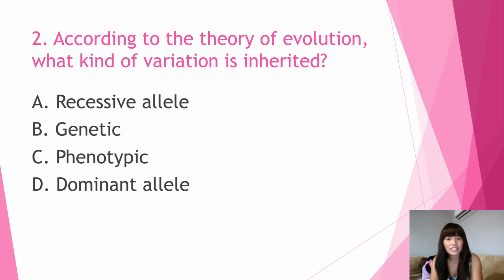Genetic variation is inherited according to the theory of evolution. Variation can be caused by genetic or environmental factors, but only genetic variation is inherited.